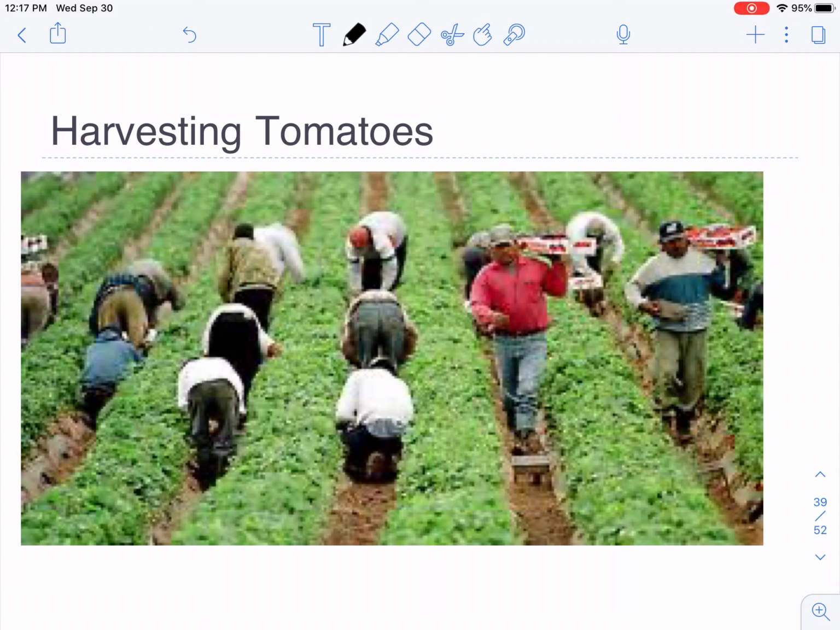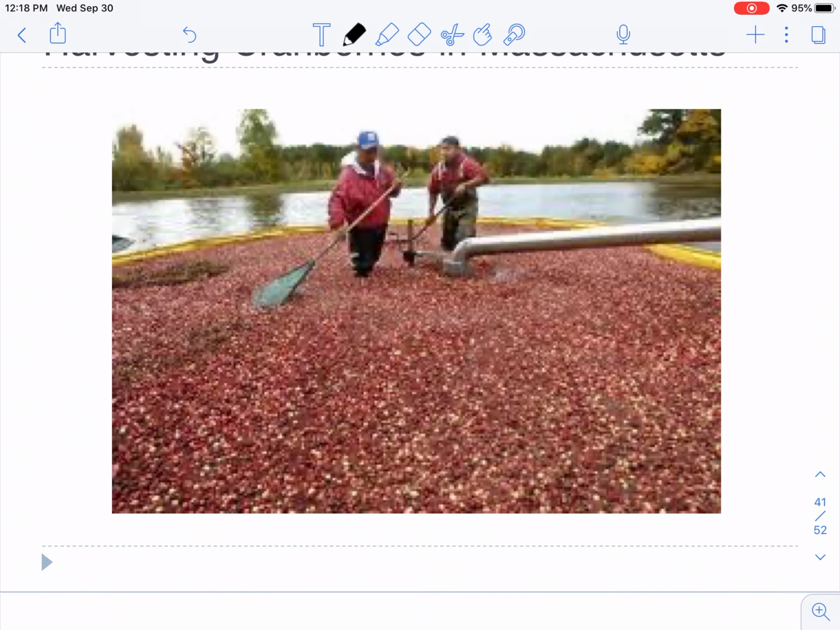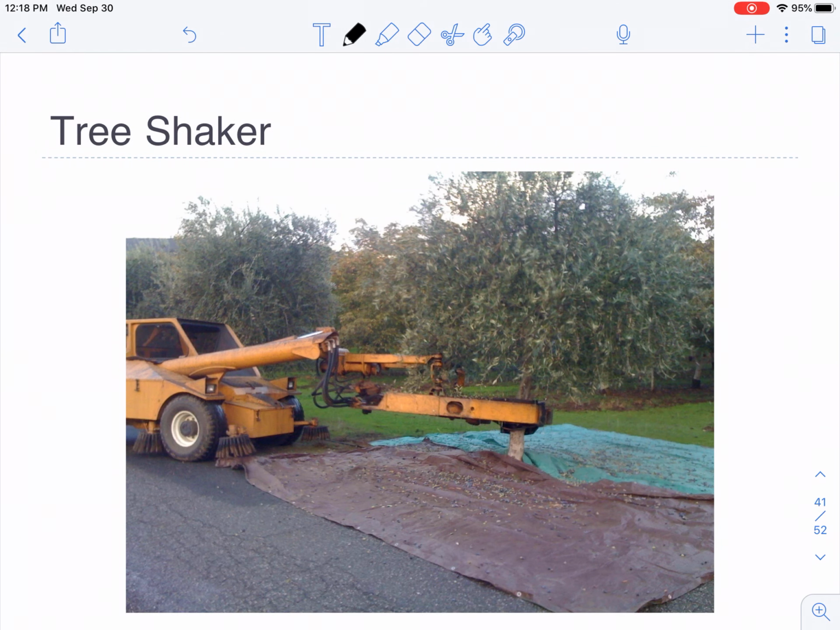Image of the harvesting of tomatoes, a crop that's very delicate. Again, being on your knees and bent over in warmer temperatures, day after day for hours at a time, is really tough work. Not a lot of people want to do that work. Harvesting cranberries in Massachusetts requires you to go into a cranberry bog. When the crops are more durable, you can come up with machinery to do the work on these commercial farms. You might see something like a tree shaker for harvesting nuts.